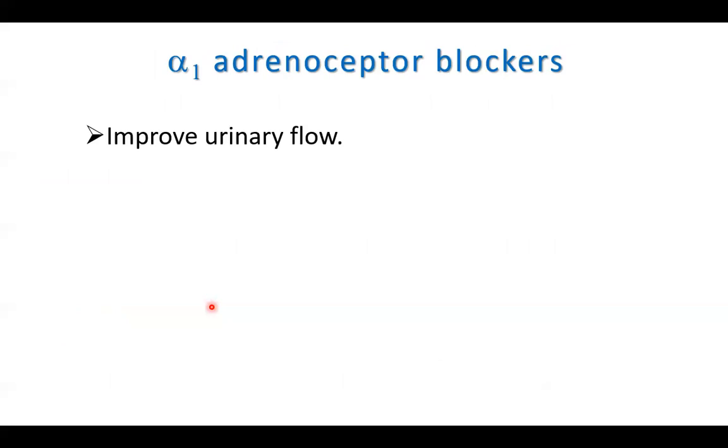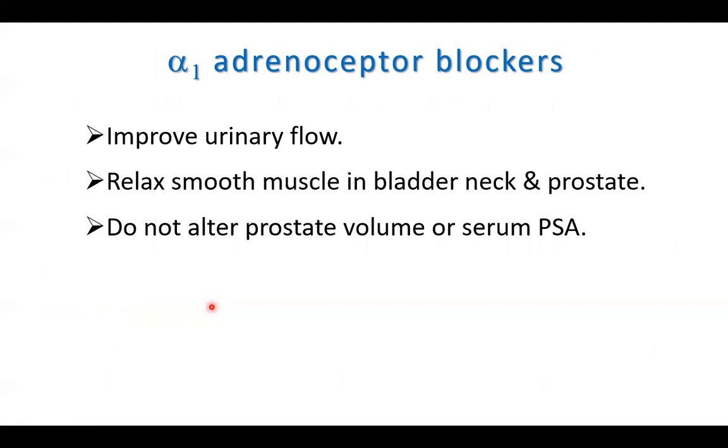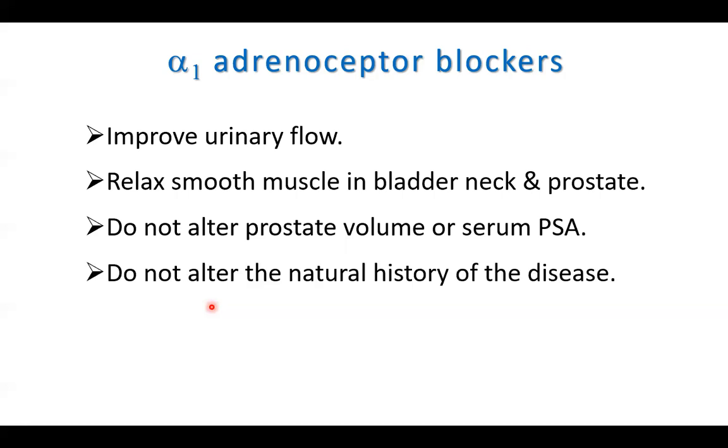Alpha-1 adrenoceptor blockers improve urinary flow and relax smooth muscle in the bladder neck and prostate, as we talked about. They do not alter the prostate volume or serum PSA. What's PSA? Prostate specific antigen. That increases when prostate size increases. So it does not alter the pathophysiology of BPH. It doesn't affect the prostate volume and doesn't affect the PSA levels. It's just symptomatic, but it's a mainstay treatment, the first thing that we start with. And it does not alter the natural history of the disease.